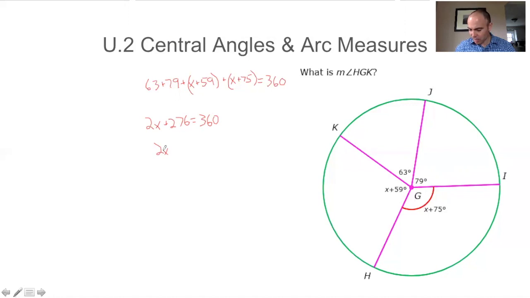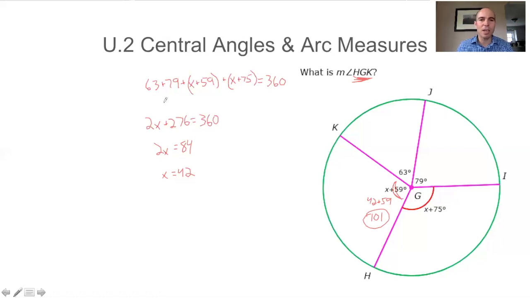All right, so 360 minus 276, 84. So I divide both sides by 2, x equals 42. Okay, am I done? No, I am not done. Give the people what they're asking for. HGK, which one is that? Oh, it's this one. Now x is 42, as we said. We're going to add 59. Let's see, I'll do a little mental math. I think that is 101. If you want to double check it with the calculator, go ahead, but I'm pretty sure I'm right. 101.